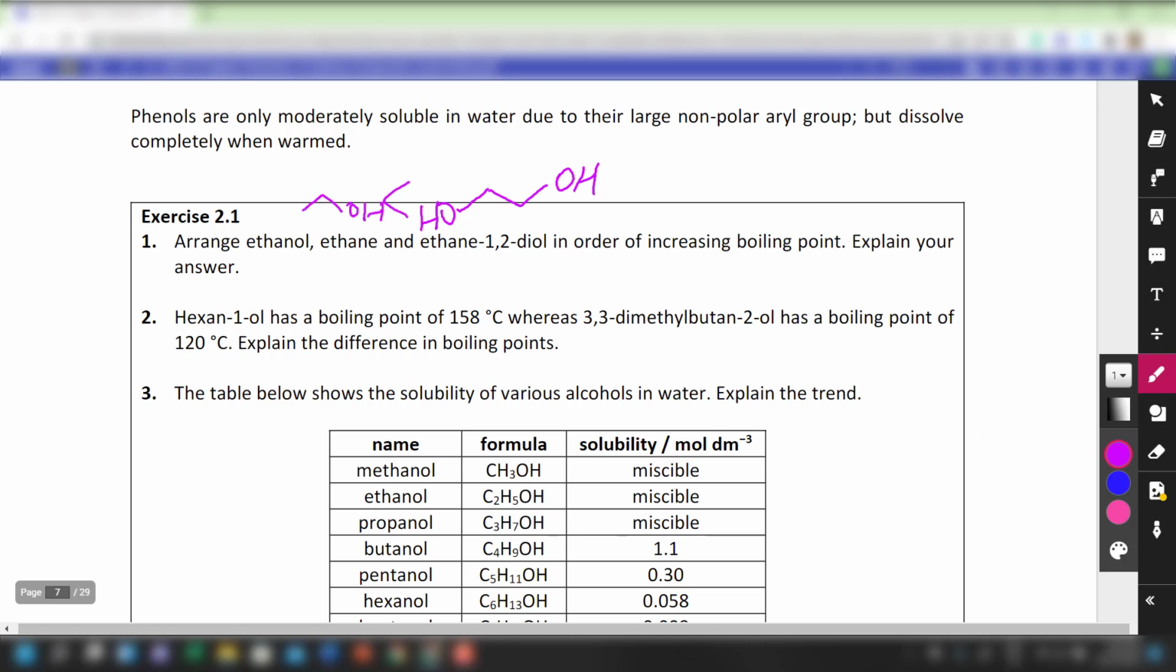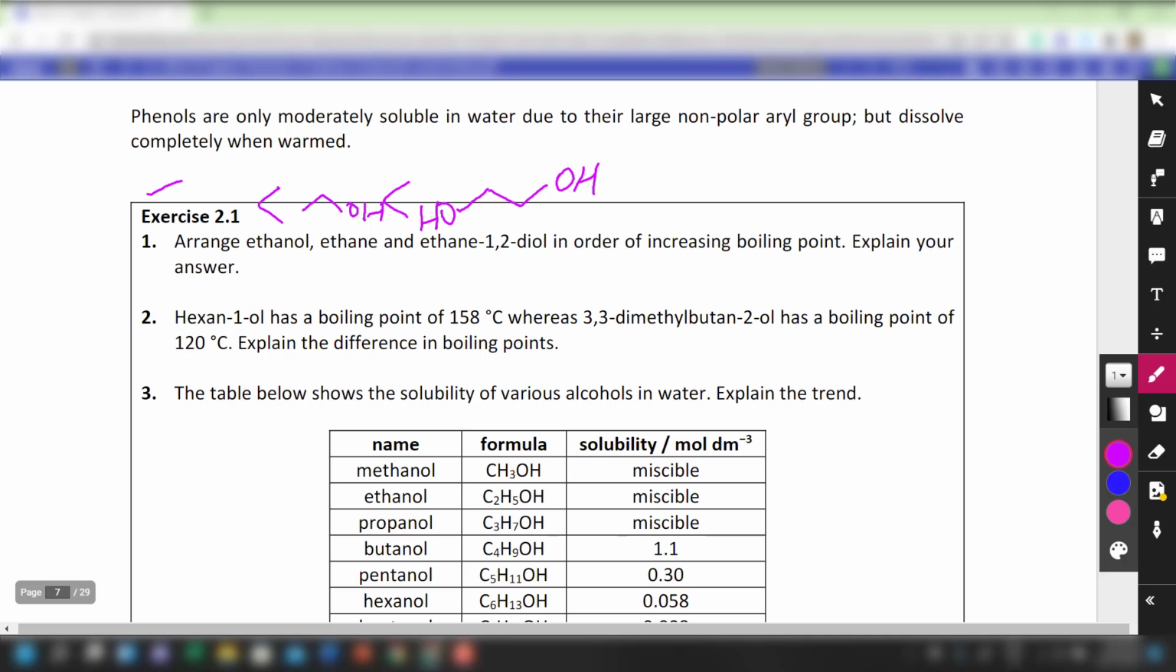So the more OH groups you have, the greater the probability of forming more extensive hydrogen bonding as well as stronger hydrogen bonding. So in this case, ethanol will have a lower boiling point than ethane 1,2-diol. And then of course, ethane will have the lowest boiling point because ethane can't form hydrogen bonding.